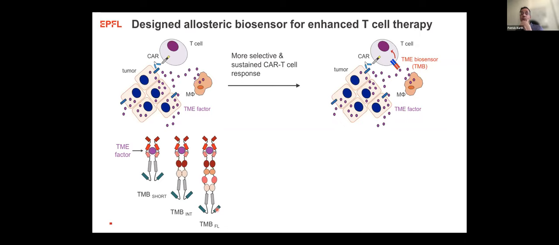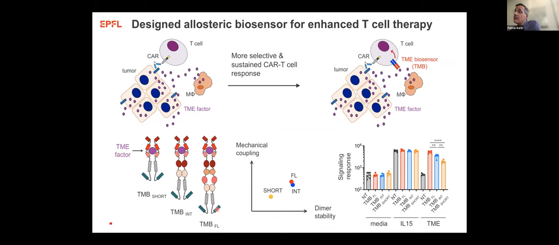Our method predicted distinct mechanical coupling and dimer stability upon binding with the TME factor. And then in parallel, the Arbor Lab has been validating these chimeras experimentally in human primary T cells. So we have here on the left negative controls, and positive controls with IL-15. And the first thing observed here is that the constructs that we had designed could elicit strong signaling responses upon sensing this TME factor. So this was something very positive to us. And we also observed distinct levels of signaling responses.